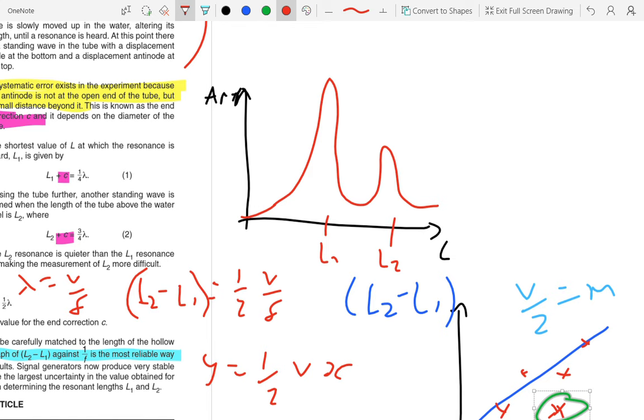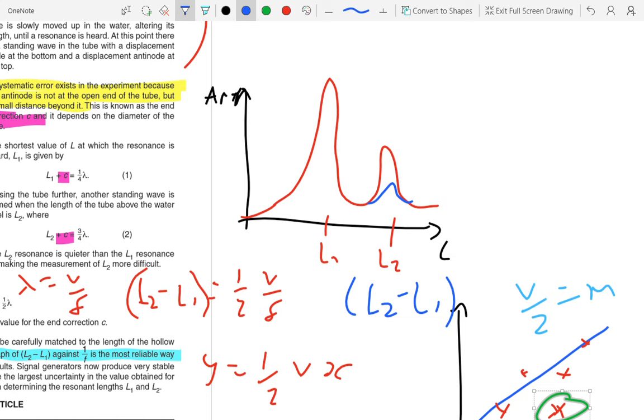It could ask you to identify the correct plot from a selection of 4 or something like that. It could ask you to label the graph with the resonances L1 and L2. It could ask you to calculate what L2 minus L1 is from a graph given to you or something like that. Just make sure you know roughly what that looks like. I've exaggerated this a bit, but it says L2 is more difficult to hear, so it's probably more likely going to look something very small like that.